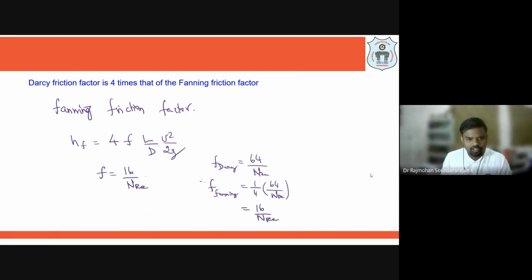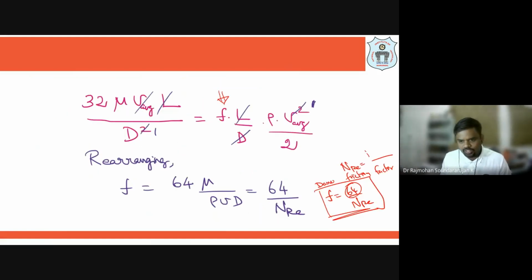I always insist students use this Fanning friction factor, because when I say HF, it is the Fanning head loss due to friction, which can be given by HF equal to 4F L by D V square by 2G. So when I write 4F here, this F is the Fanning friction factor. In that case, F is like 1/4 of the Darcy friction factor, right?